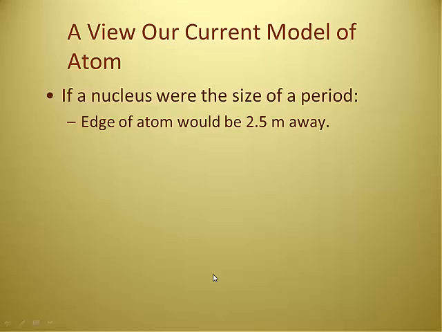So our current model of the atom, just to draw another analogy here: if the nucleus is the size of a period in a textbook, I thought this was kind of interesting, you do the math and you find out that the edge of the atom is going to be 2.5 meters away. Wow. So that's quite a distance. 2.5 meters is nearly 3 yards.